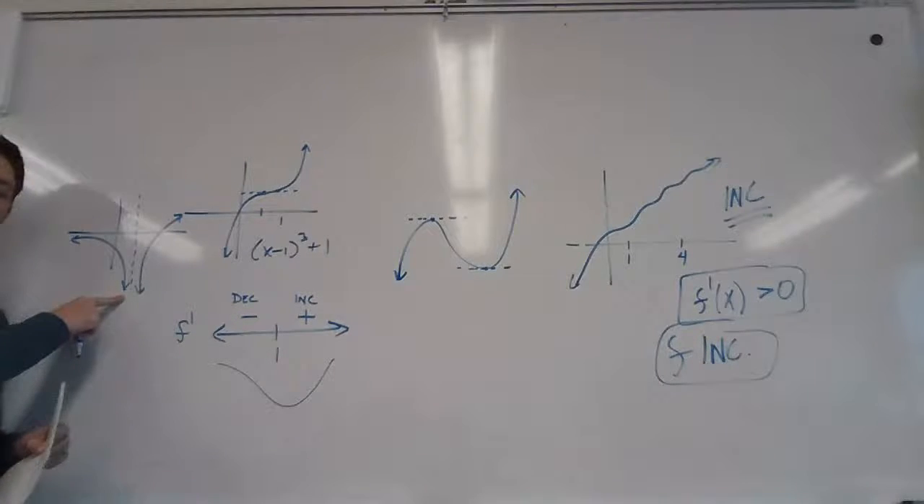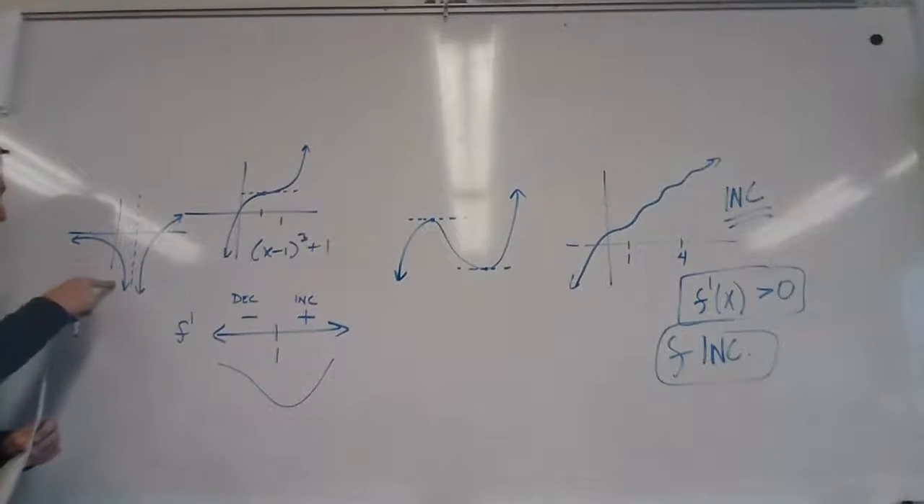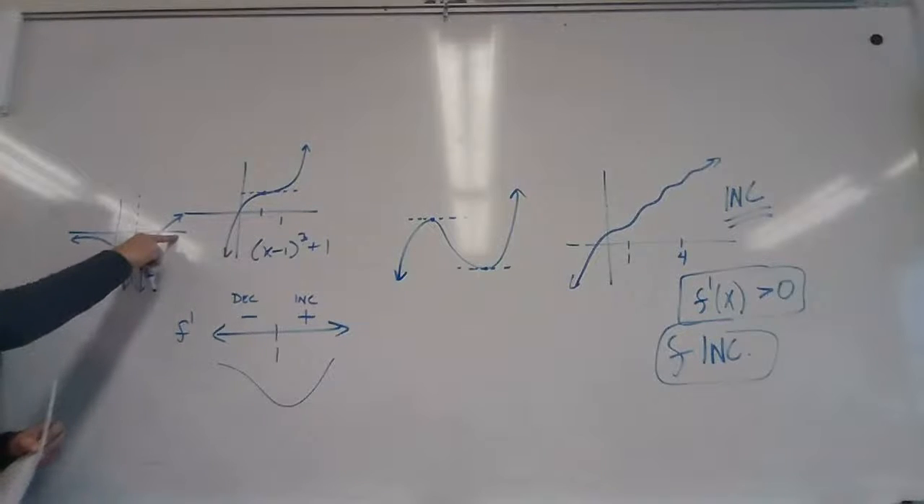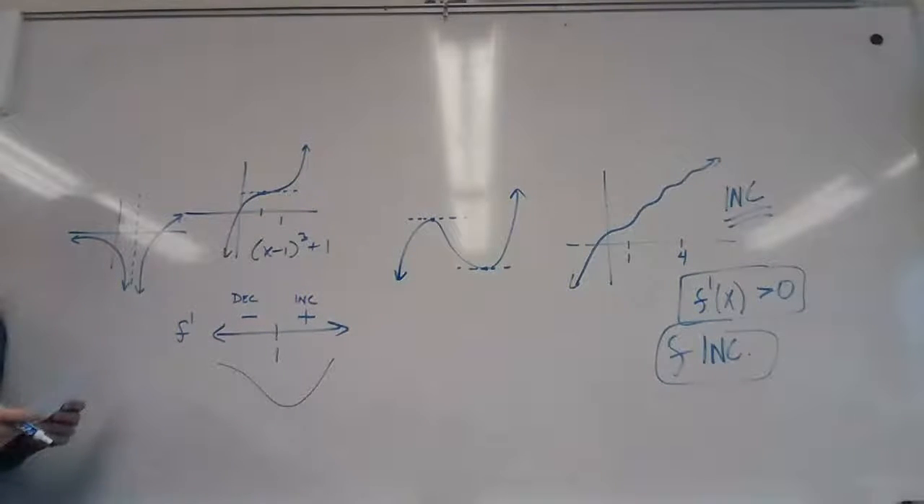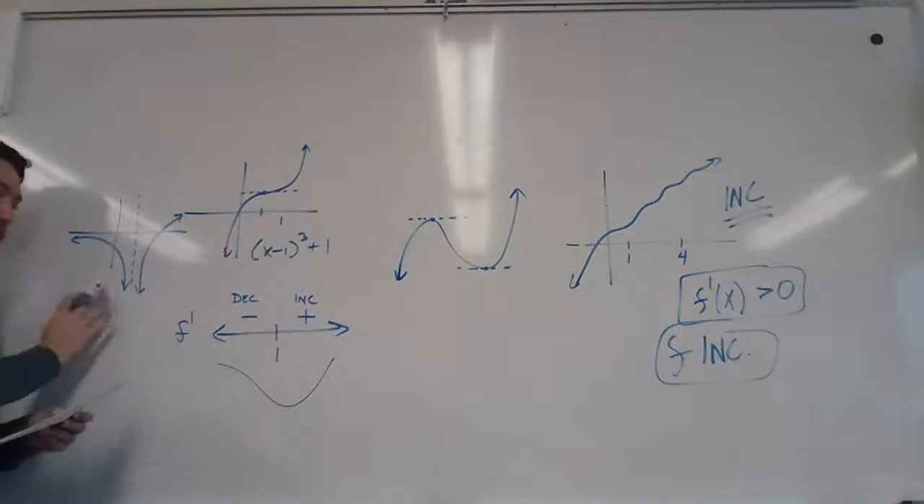Increasing. Does this function have negative derivatives to the left of 1, positive derivatives to the right of 1, but there's no local min? So this is my counterexample.